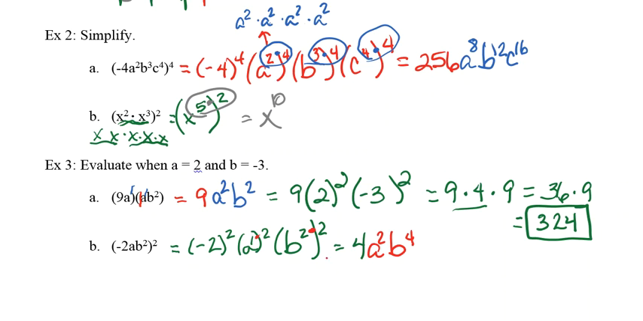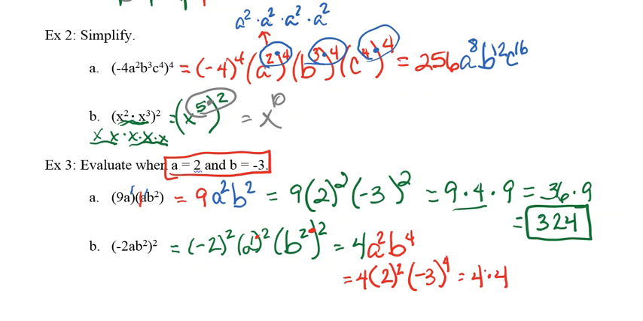Now you might want to be done, but don't. We have to plug in the a and the b. So be careful when you're doing that part of your assignment that you make sure you plug in for the letters. The a is 2. The b is negative 3. 2 squared is 4. Negative 3 to the fourth is 81. 4 times 4 is 16. 16 times 81, 1,296. So again, my letters are all gone now because I've replaced them with numbers.